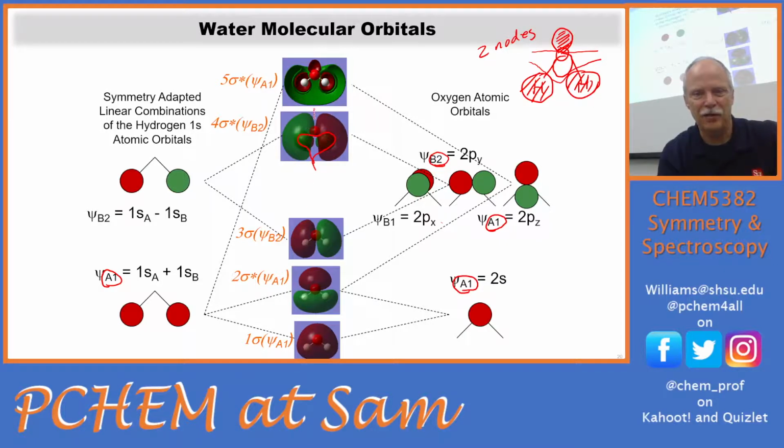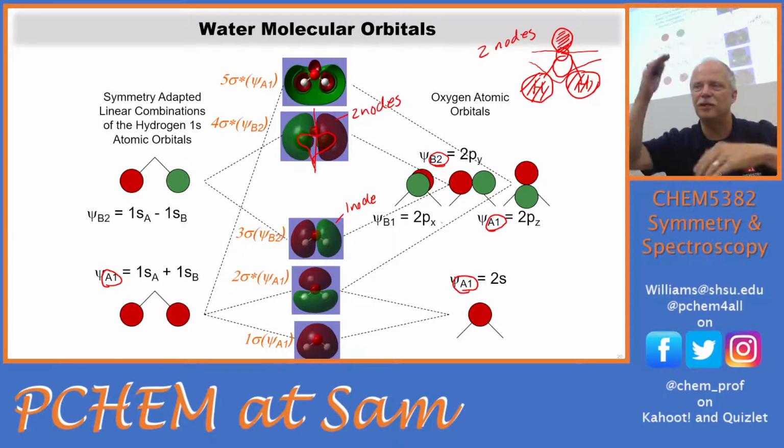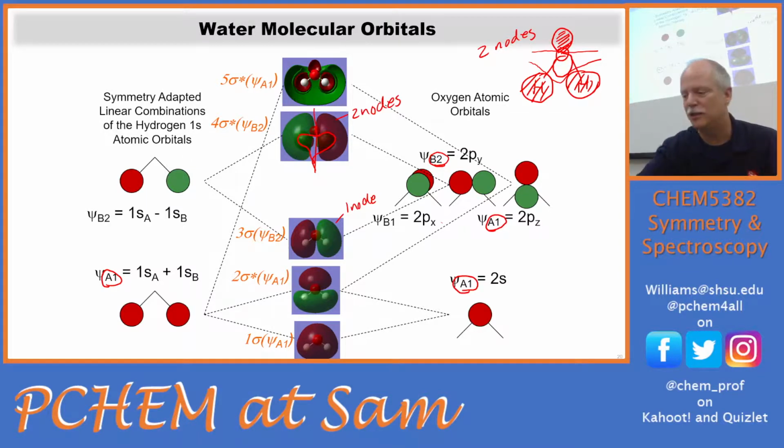And then we have a vertical node too still. So we have one node here and 2 nodes here. And the energy goes up as the curvature goes up. And you see these orbitals get very curvy. If they cross 0 a bunch of times, that's more curvature, that's more energy.